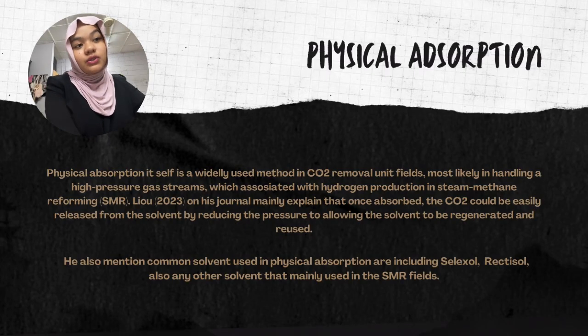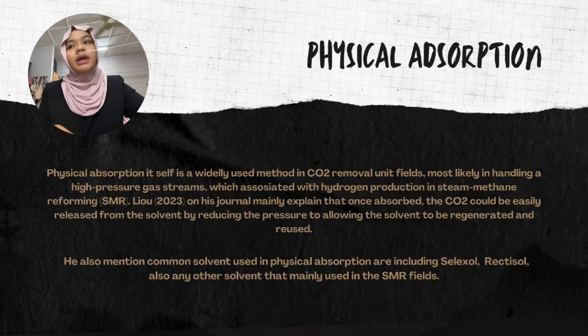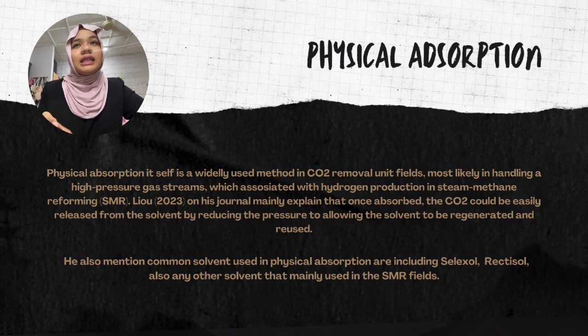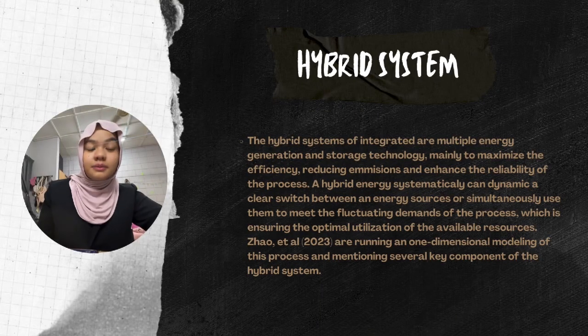On to the second way of CO2 removal, which is physical absorption. Briefly, physical absorption works more or less the same as the chemical one, but physical absorption itself is a widely used method in CO2 removal units, most likely because of handling high pressure gas streams, which are mostly associated with hydrogen production in steam methane reforming, or SMR. The EU 2023 journal mainly explains that once absorbed, the CO2 can be easily released from the solvent by reducing the pressure, allowing the solvent to be regenerated and reused. The EU also mentioned that common solvents used in physical absorption include Selexol and Rectisol, with different main components in the compound, and any other solvent that can be used in the SMR field. And the last part is the hybrid system.